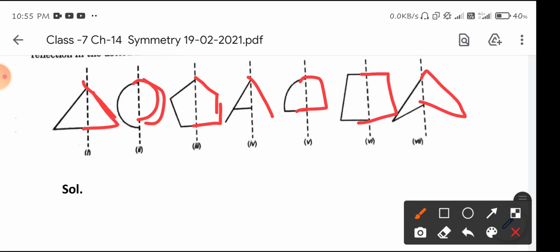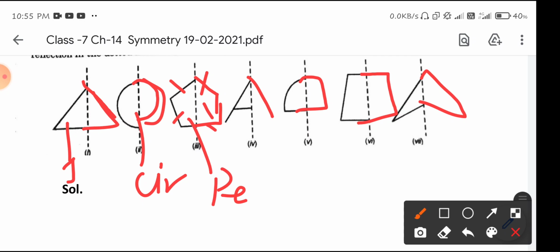Now you have to write the name also. So this one is a triangle, it is a circle, and how many sides are there, 1 2 3 4 5, it means it is a pentagon, it is the letter A, it is a semicircle. Like this you have to write the name of the following figure also.